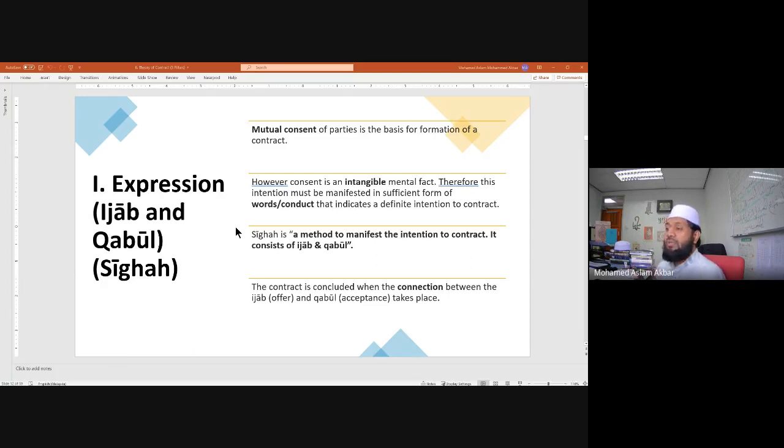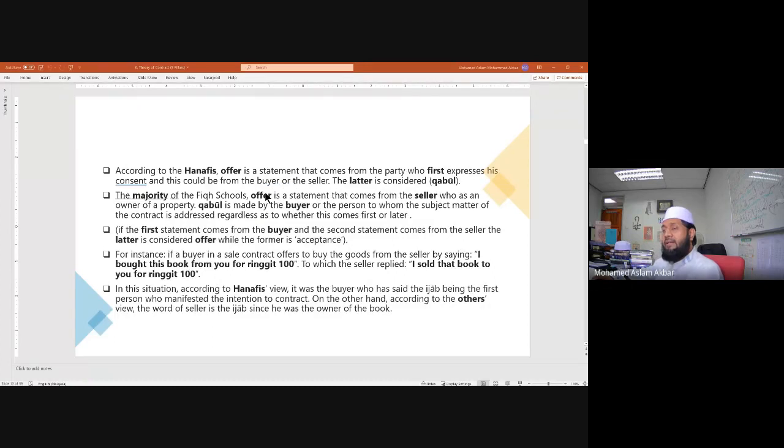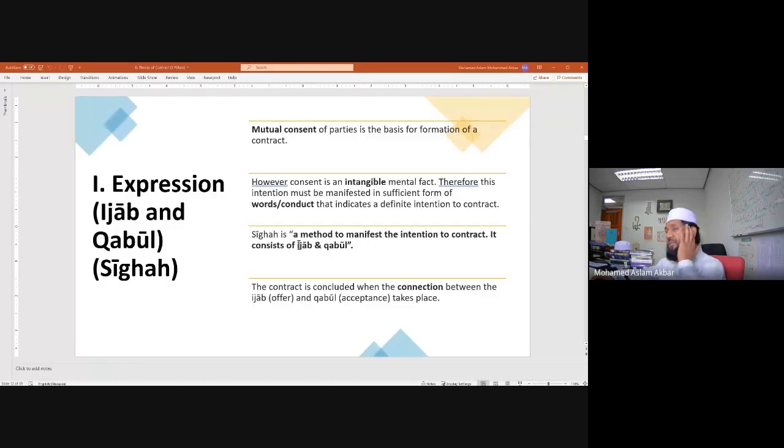So it has to happen. But when these two parties come together, then the contract is happening. This is what we call expression, or shigha. Okay.